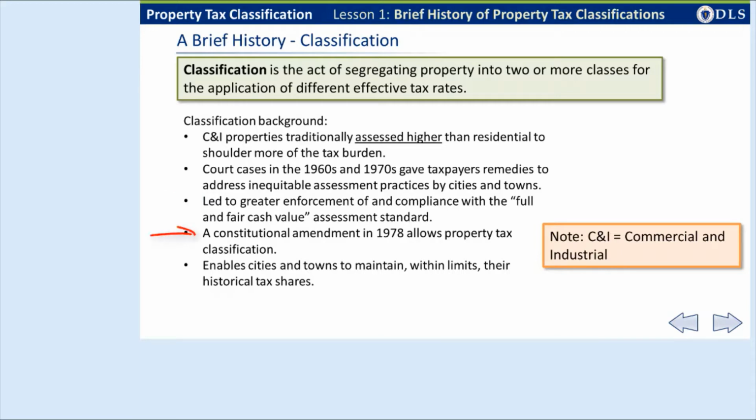In 1978, voters approved a constitutional amendment allowing property tax classification in order to enable cities and towns to maintain, within limits, their historical tax shares.